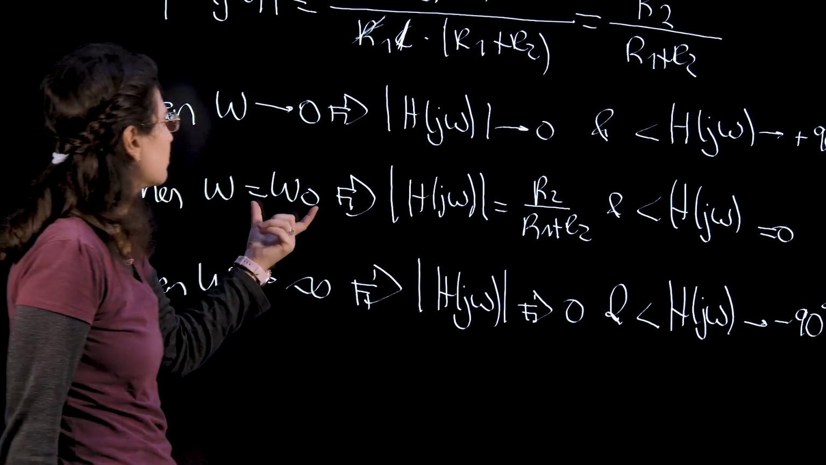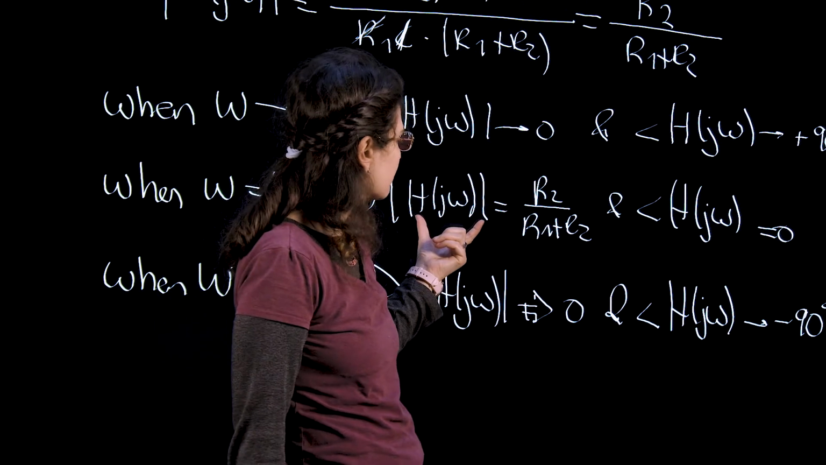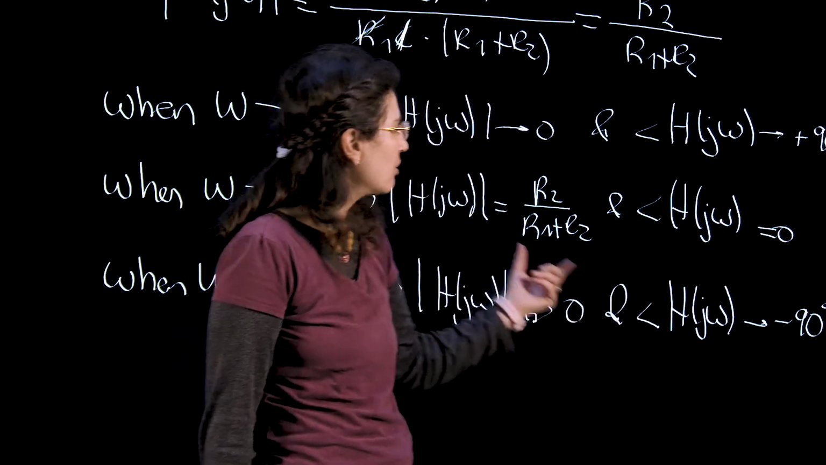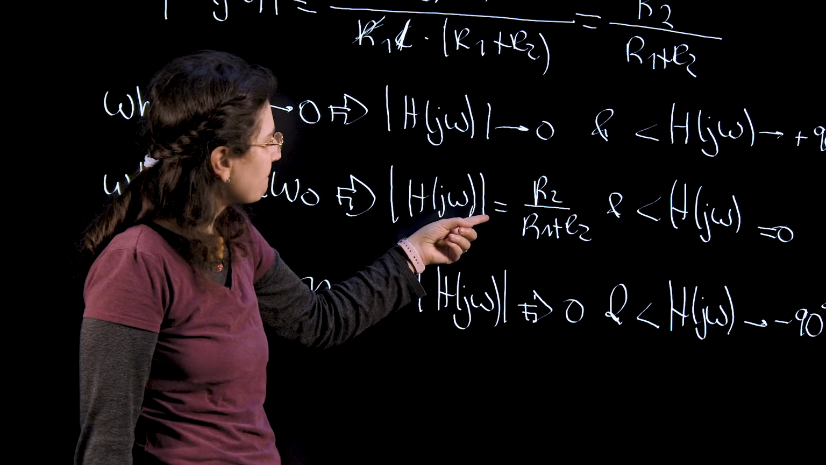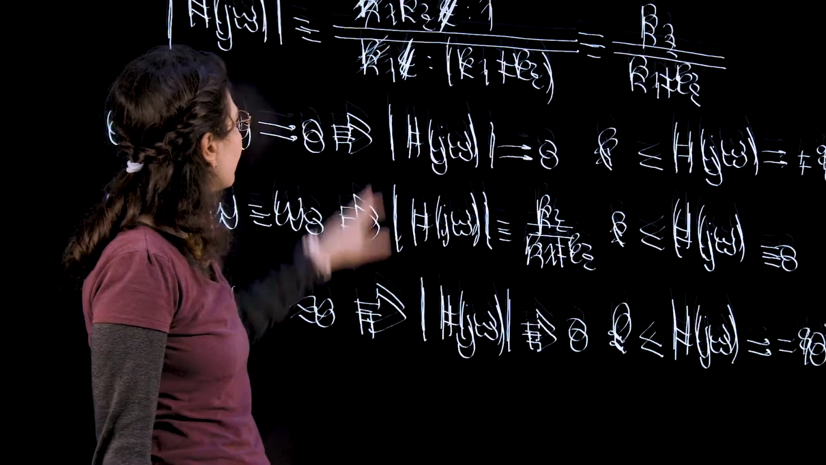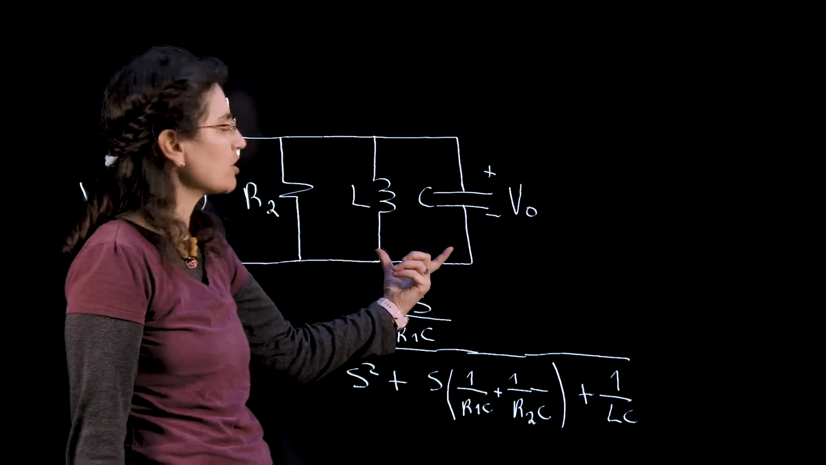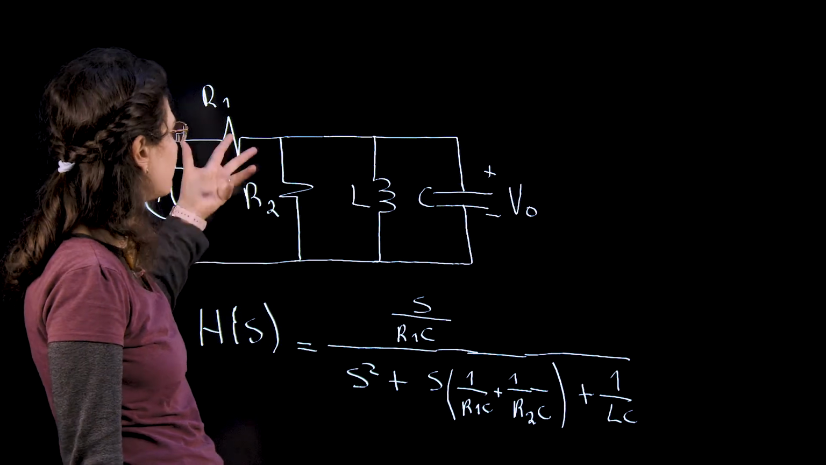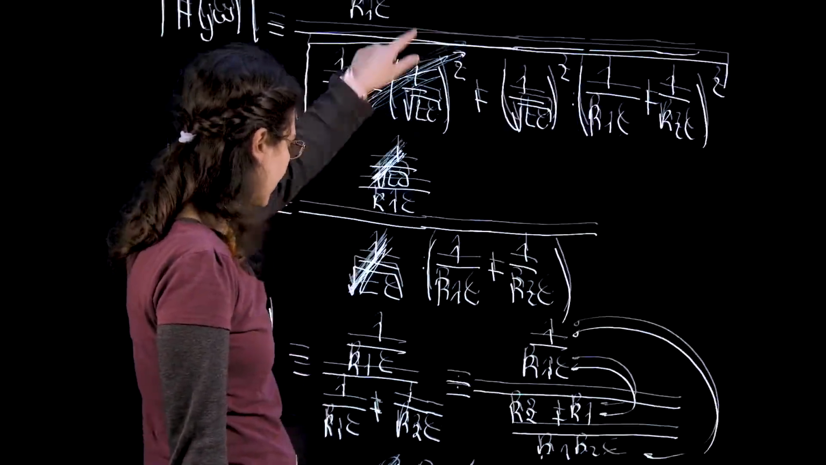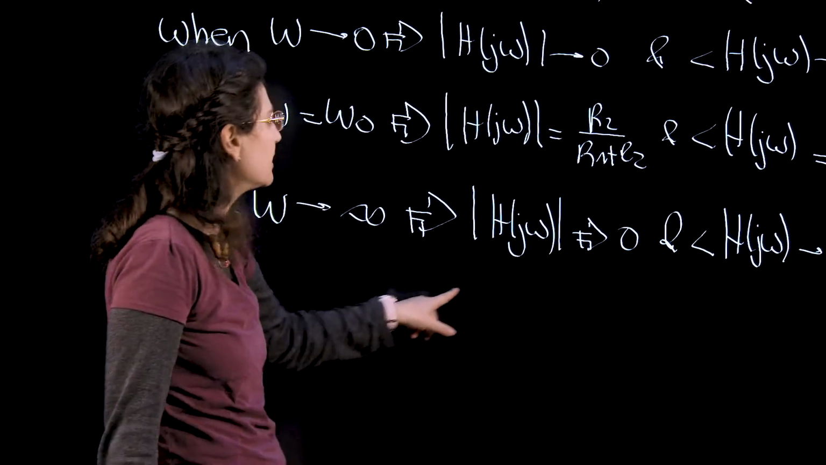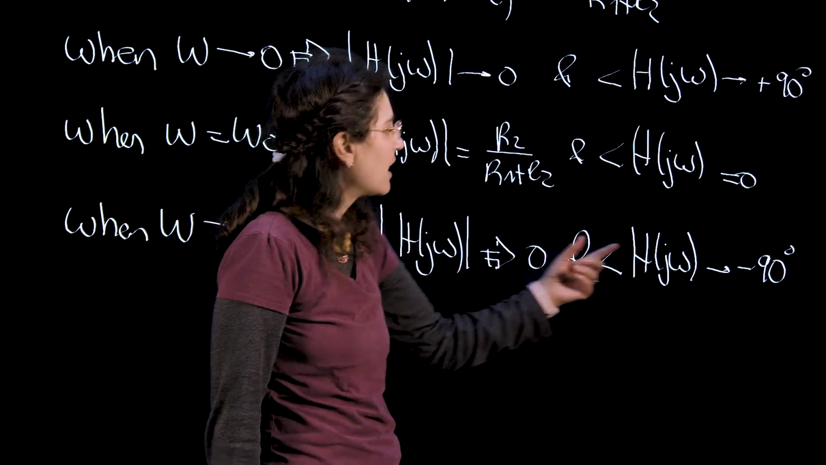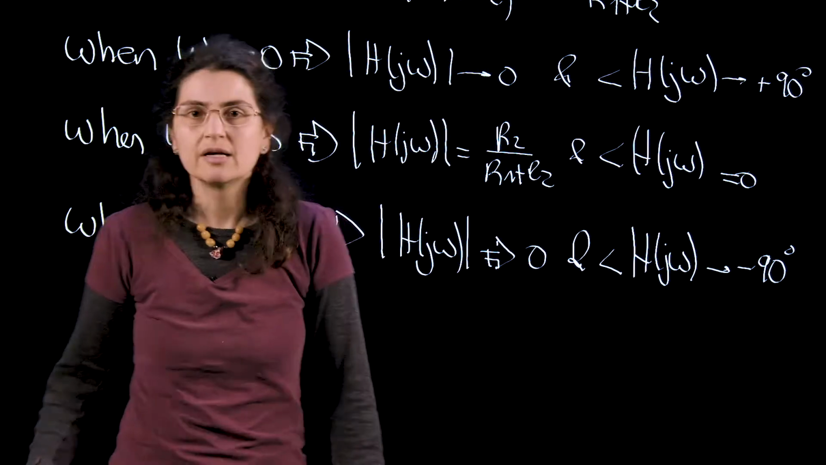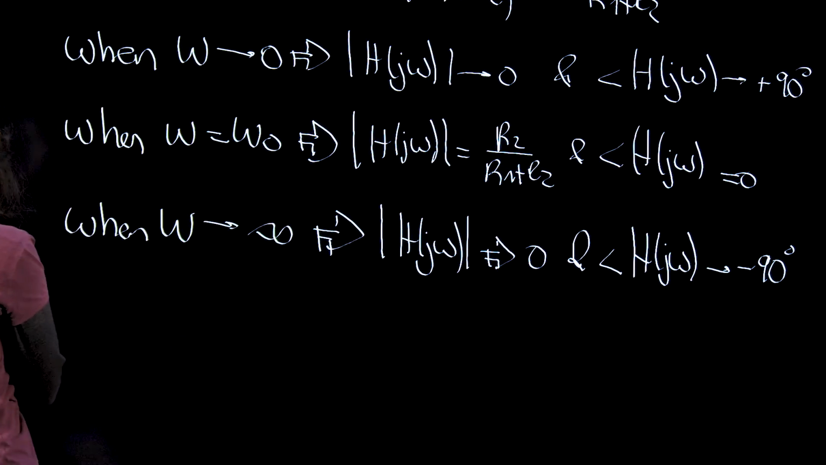When the omega is equal to my resonance frequency, the magnitude of my transfer function tends to be the value of my voltage divider and the phase tends to 0. This is because when I'm at resonance, the impedance of these two elements cancel each other out. That's the definition of resonance. And therefore, the output voltage is just the voltage divider between these two resistances. And lastly, when omega tends to infinity, my magnitude tends to 0 again, and my phase tends to minus 90 degrees.